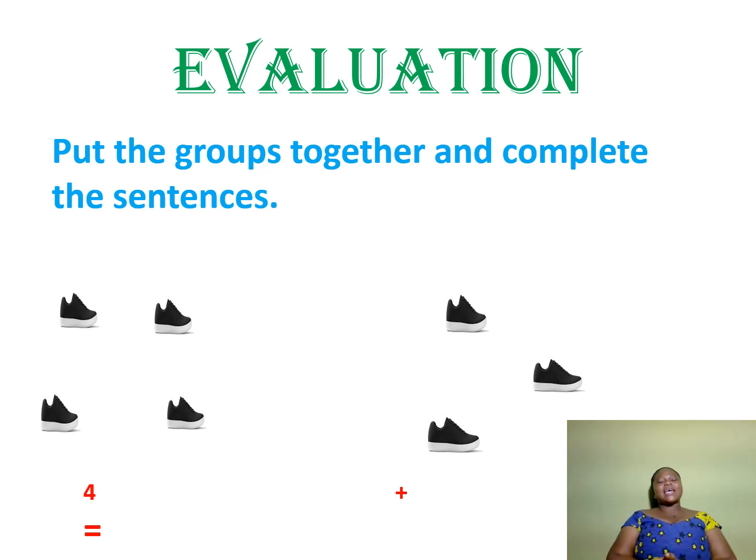Good. So now let's take our pencils. Today we are coming to draw. So take your pencils and your exercise books to write the following evaluations, okay? Good. Put the groups together and complete the sentences. Alright. Question number 1. We have some pair of shoes here. We have 4 pair of shoes and 3 pair of shoes. So what you are going to do now is that you are going to add them together. 4 plus 3. You count your counters and you add it together.